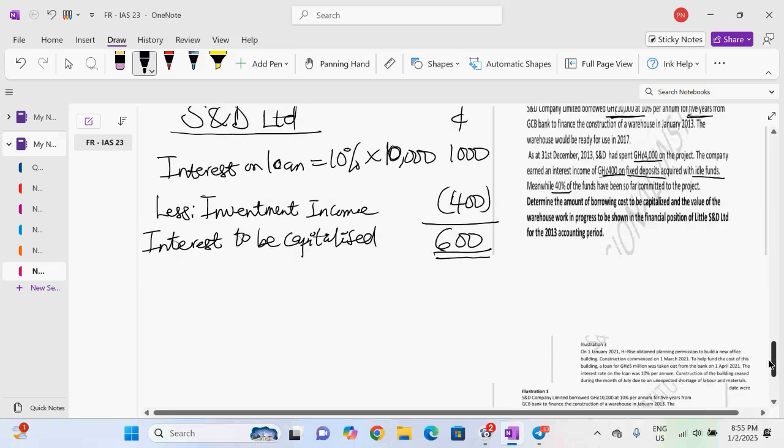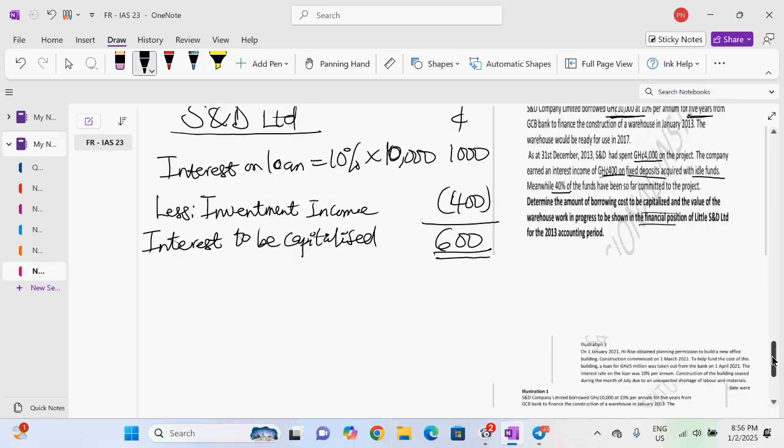All right. So now that you have the interest to be capitalized, what do you need now? They said determine the amount of borrowing costs to be capitalized and the value of the warehouse work in progress to be shown in the financial position. So we have to prepare our financial position. The first one answers the first question: determine the borrowing cost to be capitalized. You have determined the borrowing cost to be capitalized, which is 600.